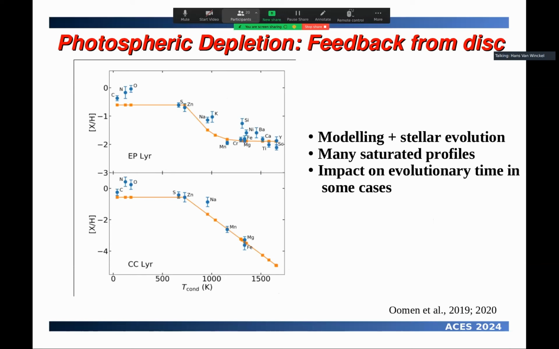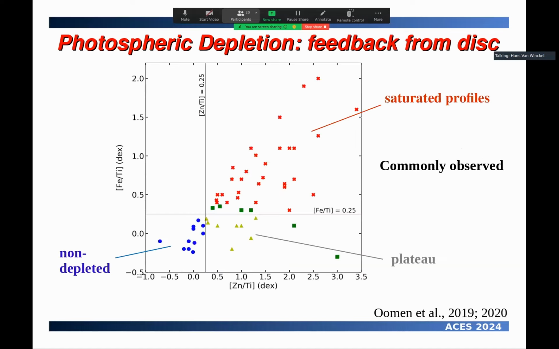The amount of material that you need to accrete is quite significant, and for some objects that does mean a quite prolonged evolutionary time, because you accrete much material and hence you prolong the post-AGB lifetime. Here you see that this figure is zinc over titanium, iron over titanium, and so the red and the green and whatever color that you call are all depleted objects. So you see it's really commonly observed. So we do see in post-AGB binaries, the depletion scenario is very common.